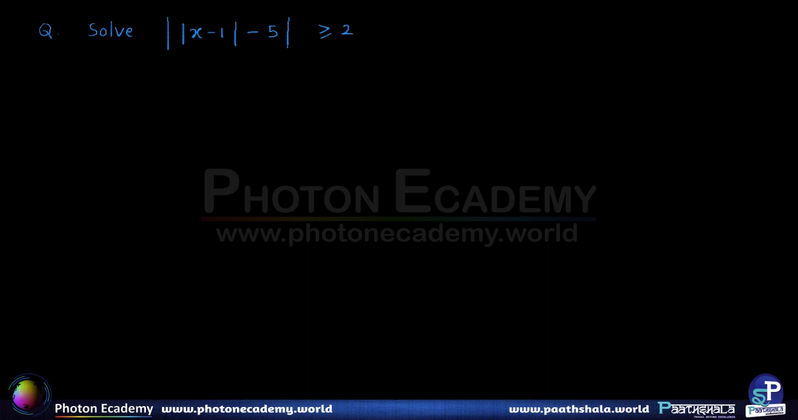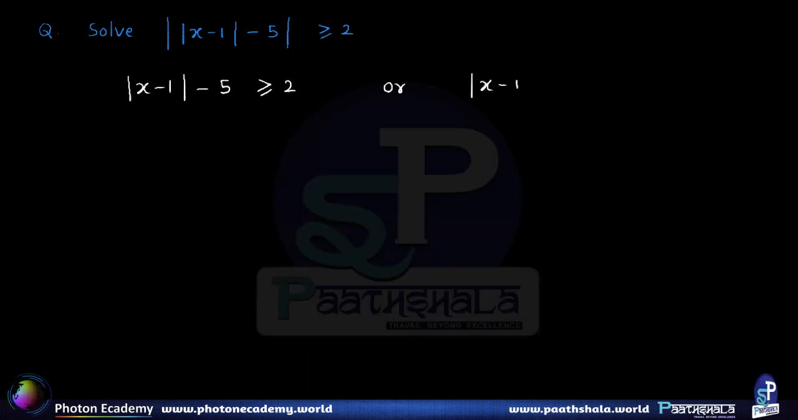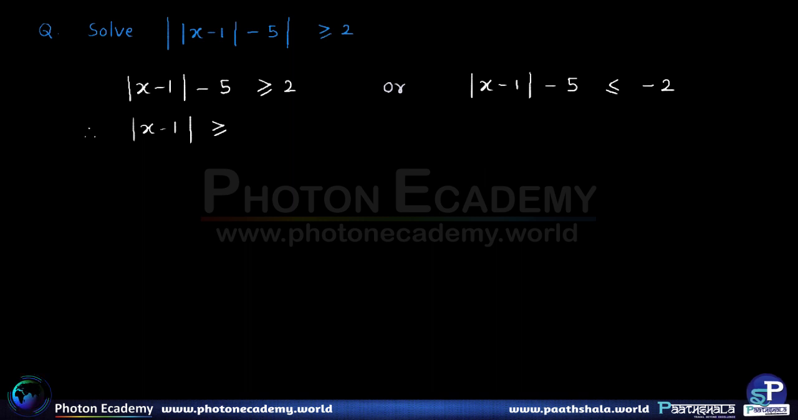So therefore we have two possibilities. The first is that the quantity inside the outer modulus sign has to be greater than or equal to 2, or that same quantity has to be less than or equal to minus 2, right? These are the two possibilities. Now we have to simplify. Taking minus 5 to the other side, that gives us 5 plus 2 is 7, or here taking 5 to the other side, we have 5 minus 2 is 3.